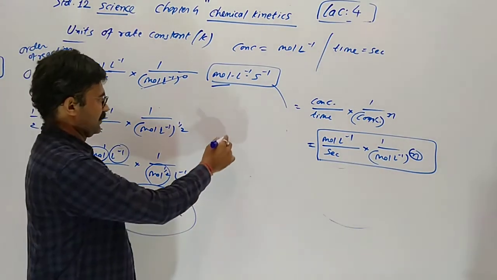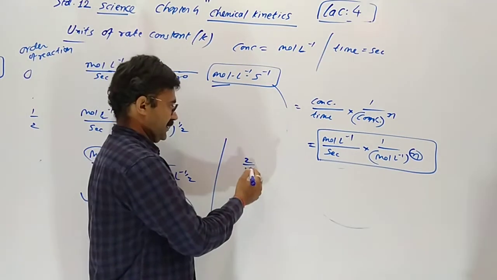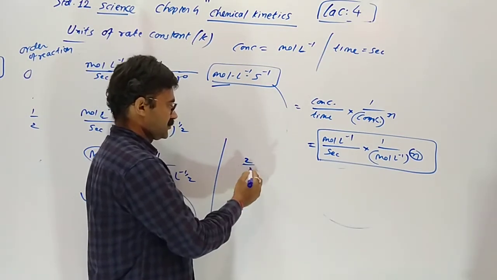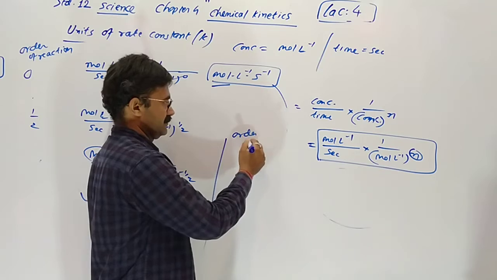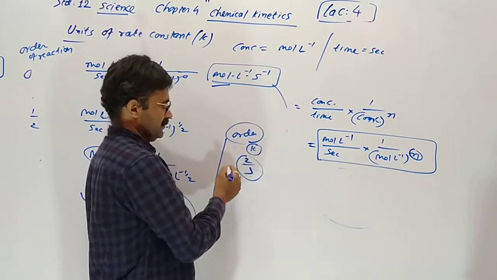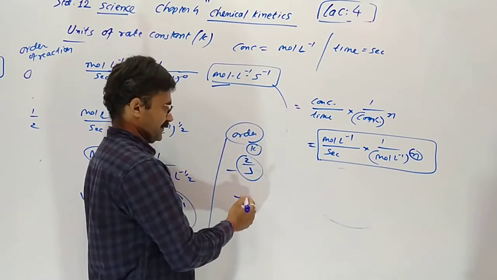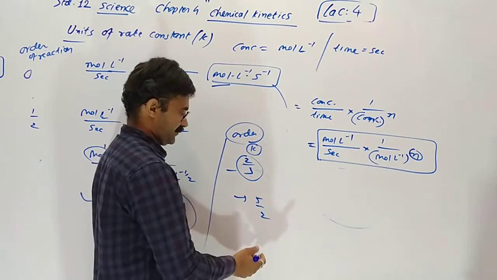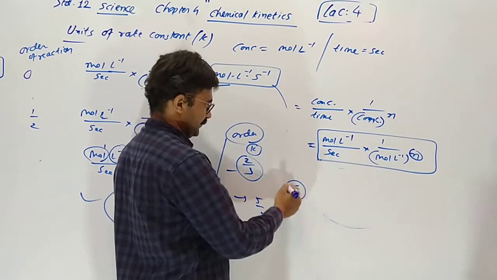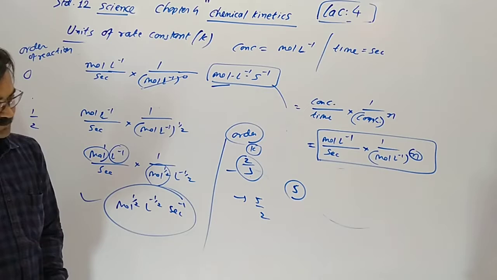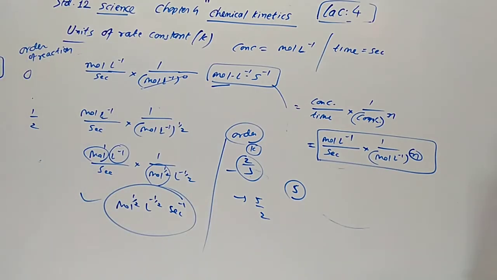In your homework, find out the unit of K for order 2/3, then 5/2, then fifth order reaction. In your homework, do it yourself.